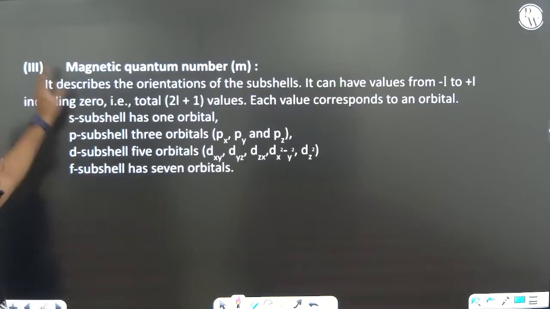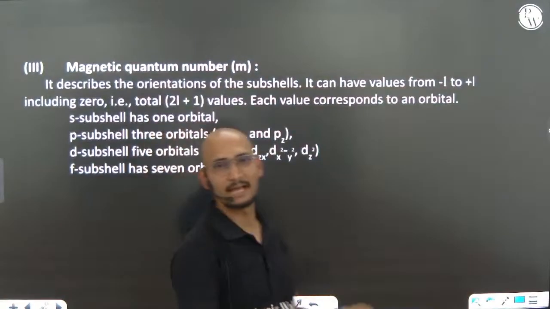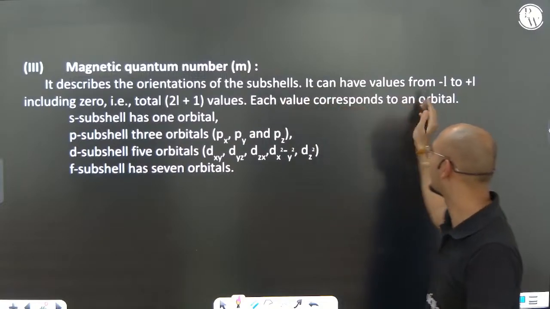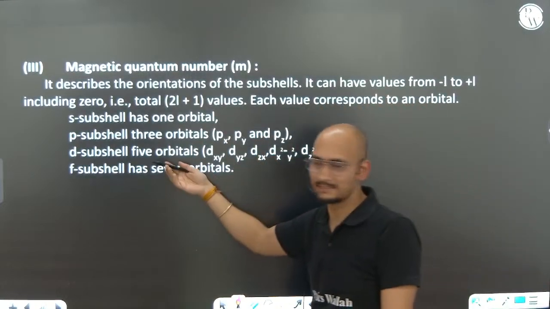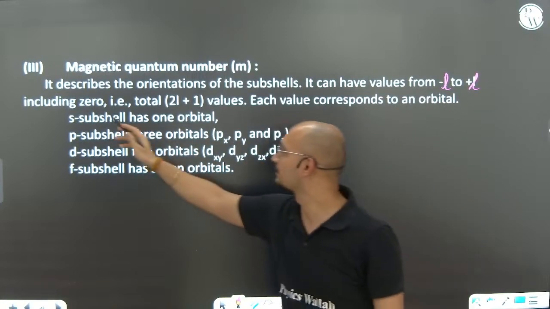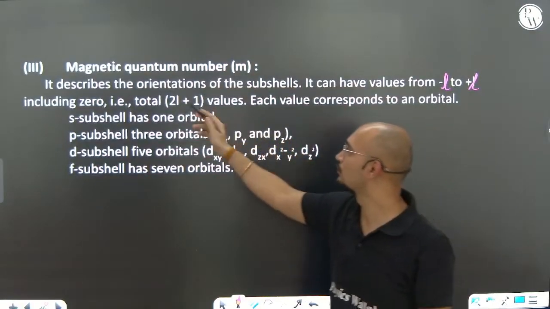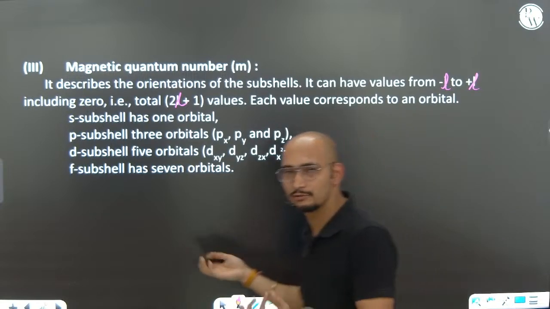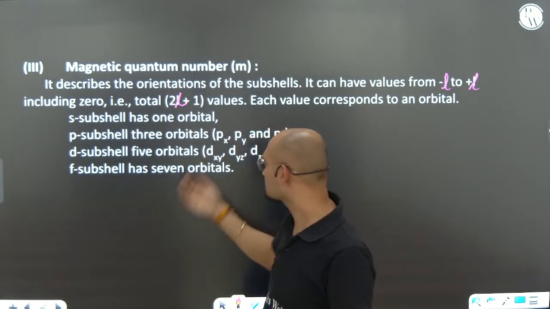Next one, magnetic quantum number, m. What does m tell us? It describes the orientation of the subshell. It can have values from minus l to plus l, not minus 1, minus l to plus l, including 0. So the total is 2l plus 1 values. Each value corresponds to an orbital. Every value corresponds to an orbital. I hope you know that.